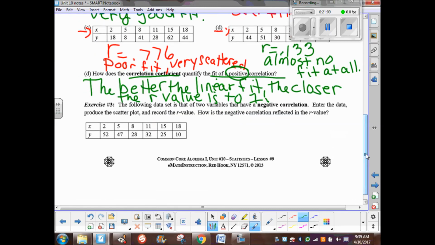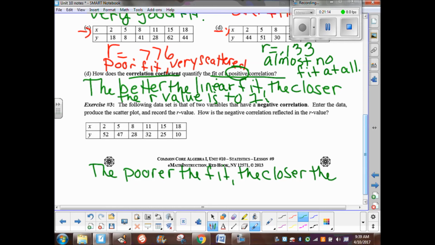So I'm going to write that down here. The closer the R value is to 0.